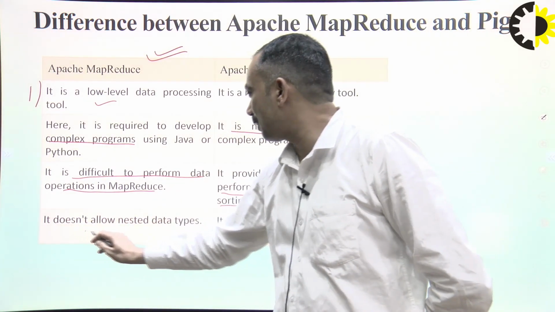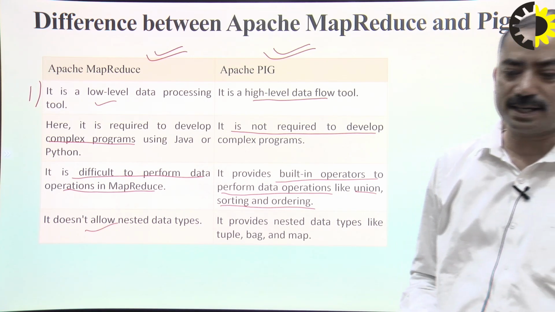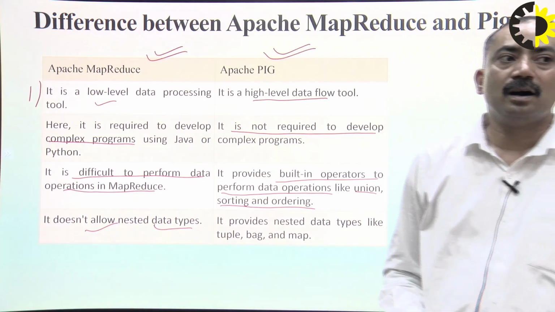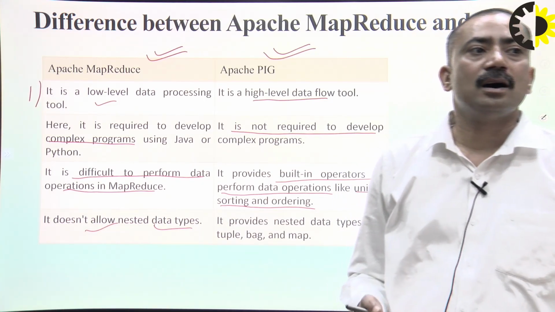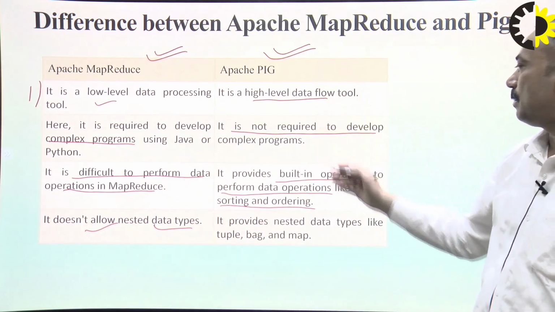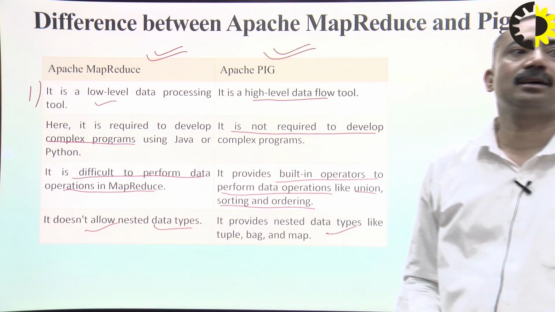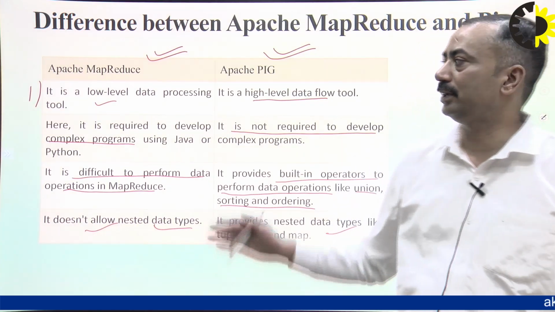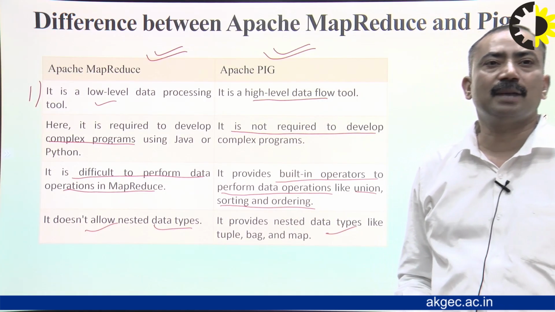Last, Apache MapReduce doesn't allow nested data types. And in the case of Apache Pig, it provides nested data types like tuple, bag, and maps. So here we are concluding with Apache MapReduce and Apache Pig.